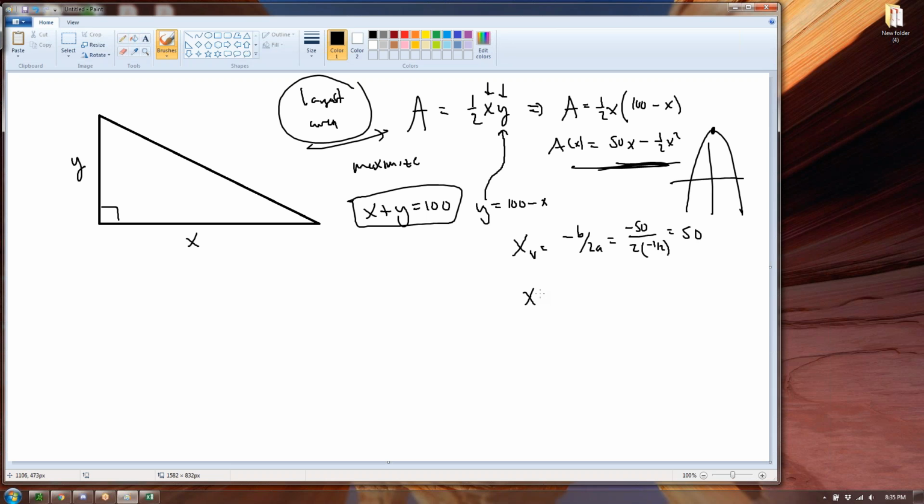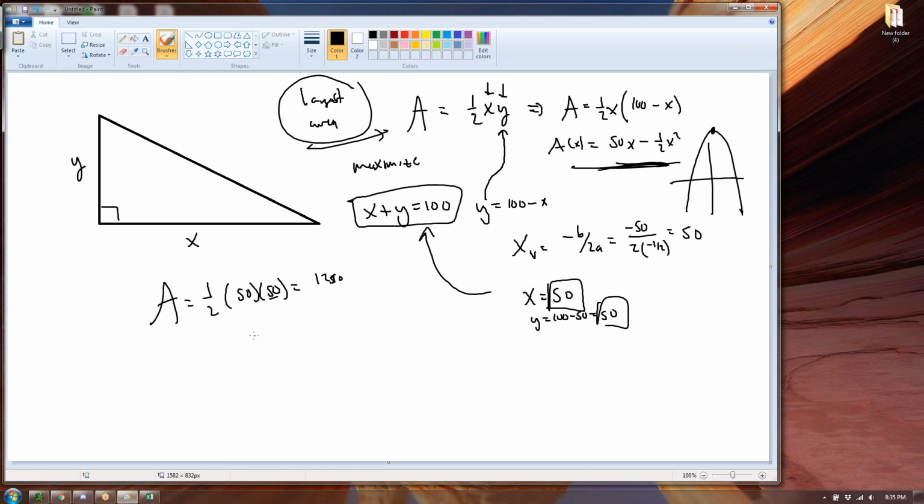So if our x value is 50, how do I find my y value? I go back to the constraint, and my y value is 100 minus 50, which is also 50. And boom, there we go. Those are the dimensions of the triangle. They want the area, so the area is just 1/2 x and y, 50 times 50. That becomes 2,500 over 2, or 1,250.